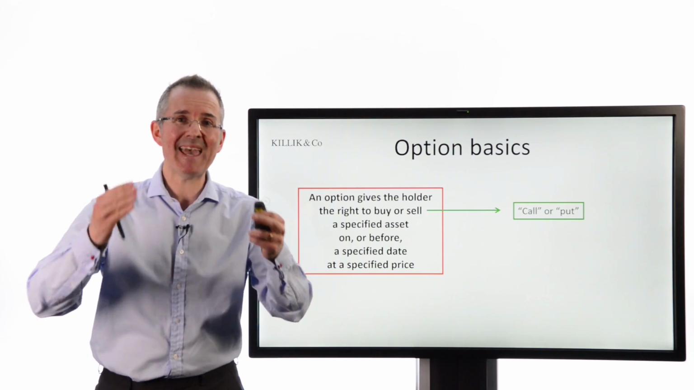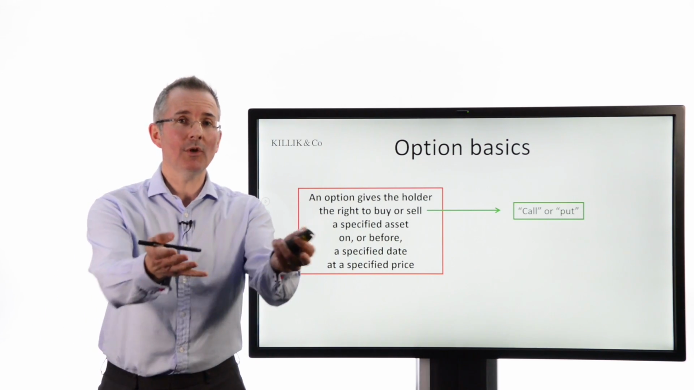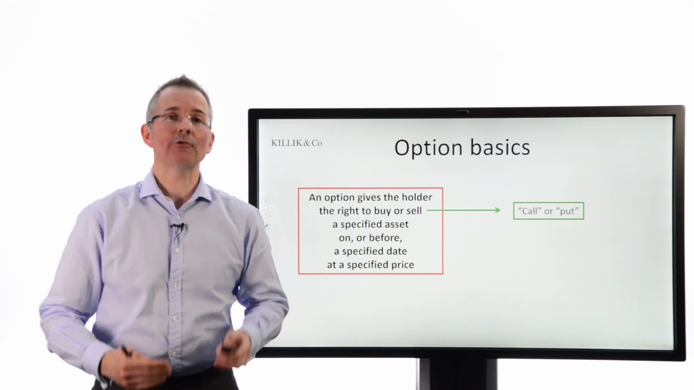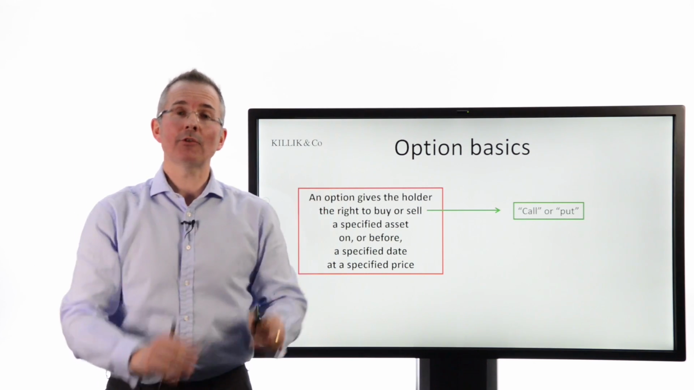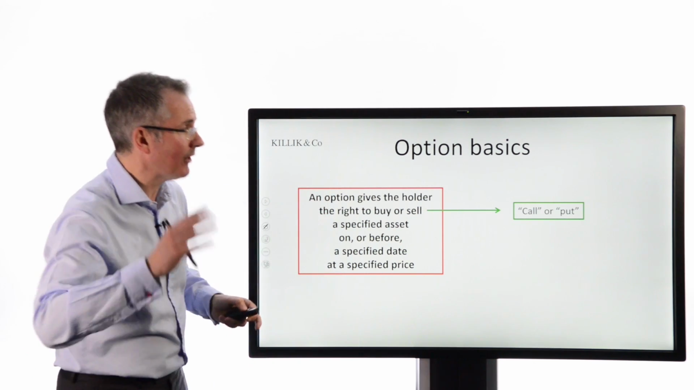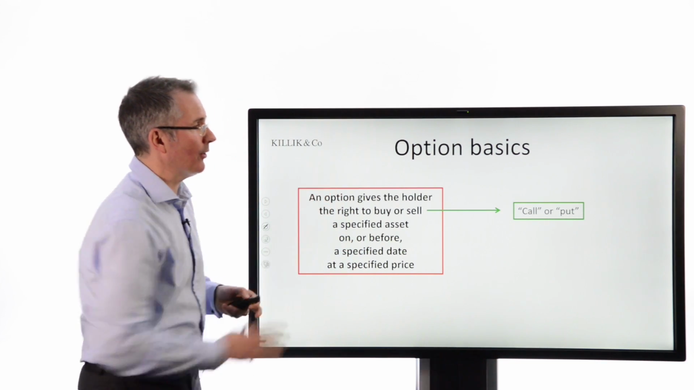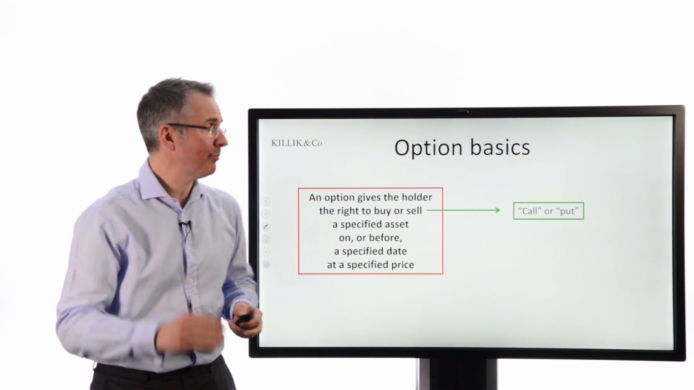Well, imagine you're standing in a pit opposite somebody else. You would literally call 1,000 shares over to you. Literally do that with your hands, or put them away. So it's just language, just jargon. It puts people off, but don't let it. The right to buy is known as a call option. The right to sell is known as a put option.